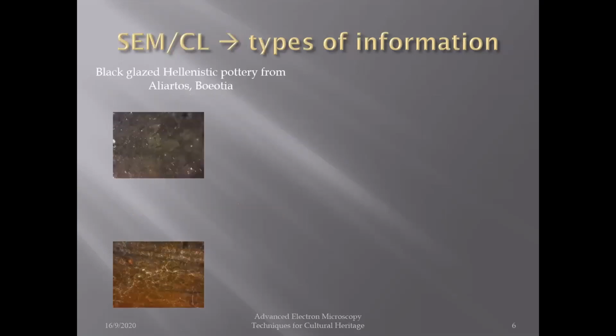In order to give you a very quick example, these are some analyses that we did on samples from black glazed Hellenistic pottery. We analyzed the glaze. As you can see here, we have two representative glazes. One is very nice quality, black and shiny glaze, and the other one is cracked, it's brown, its quality is poor.